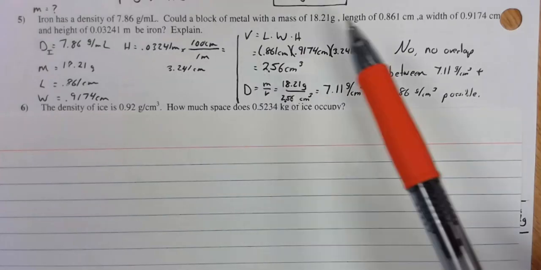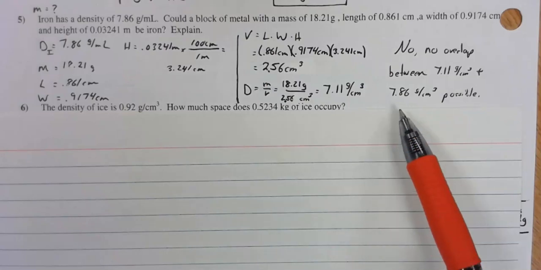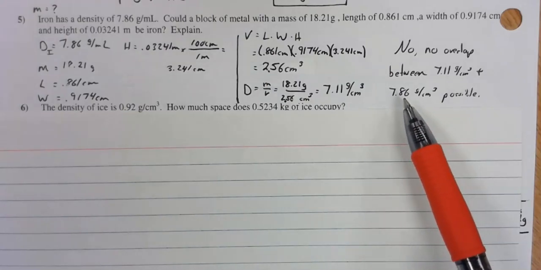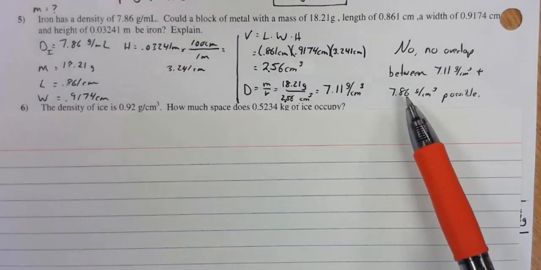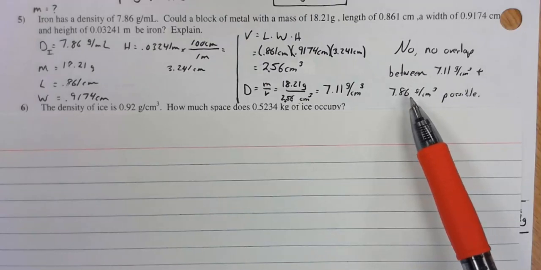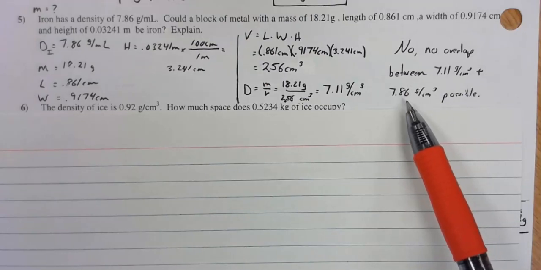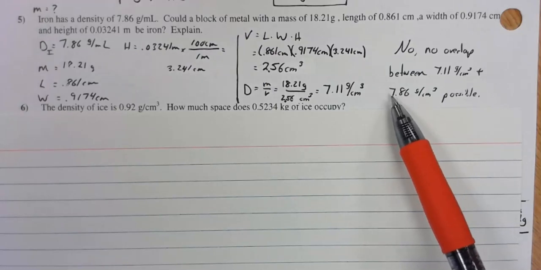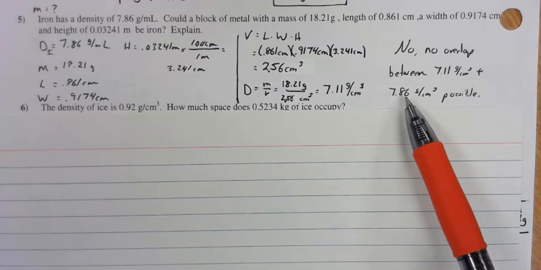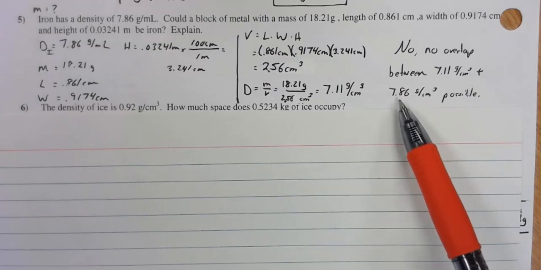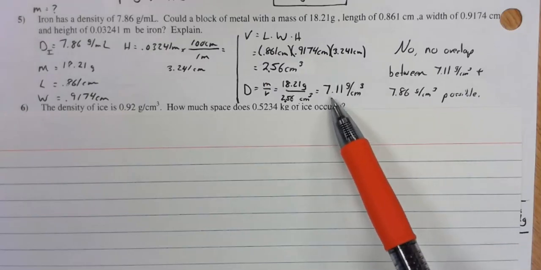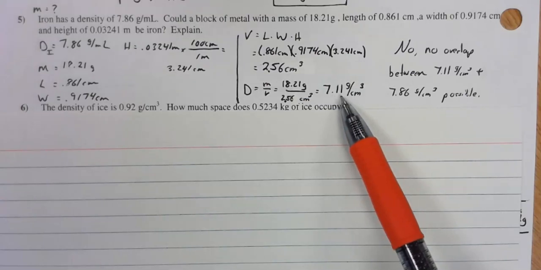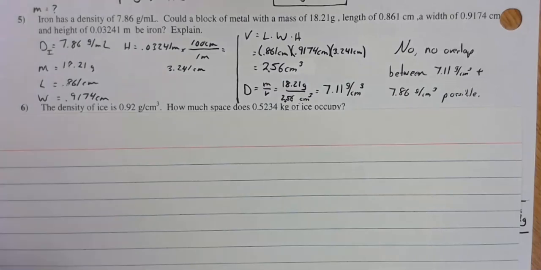What is my density of iron? It was 7.86. So the accepted range there is 7.85 through 7.87. There's no range that overlaps for these two values, okay? 7.85 through 7.87 doesn't overlap anywhere with 7.10 through 7.12, okay? So the answer is no for that one.